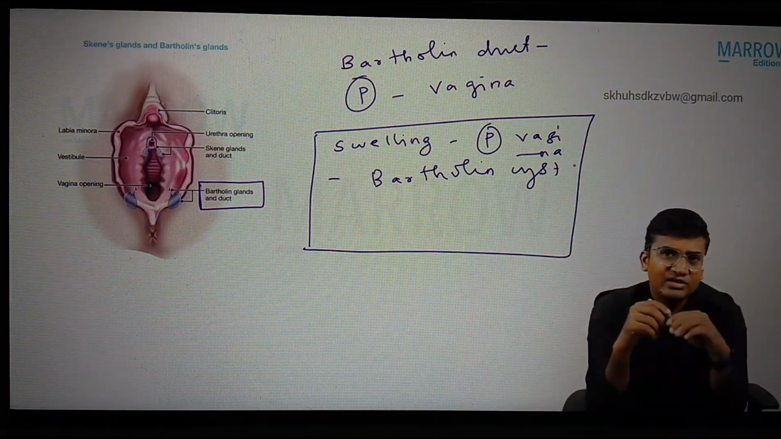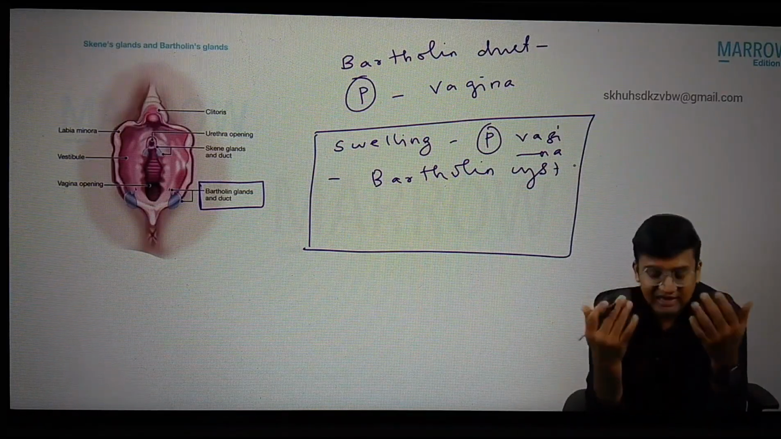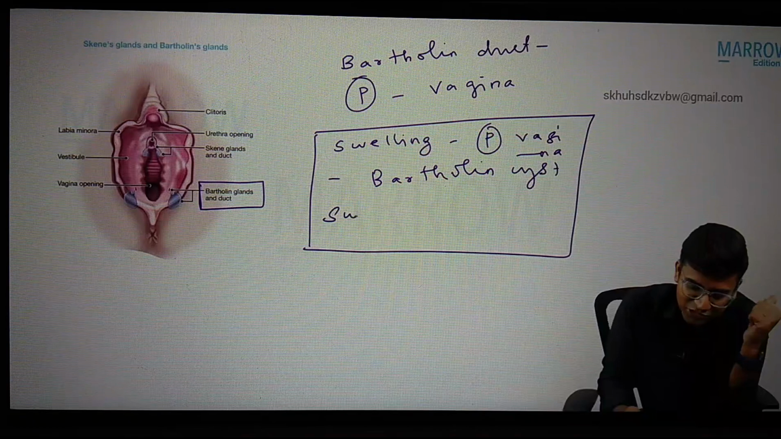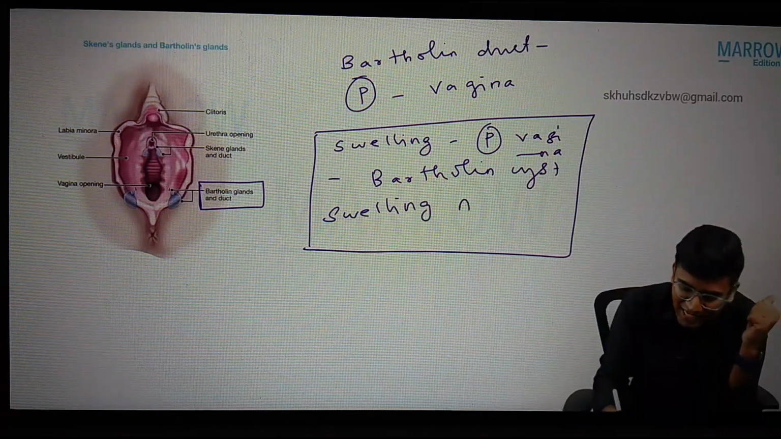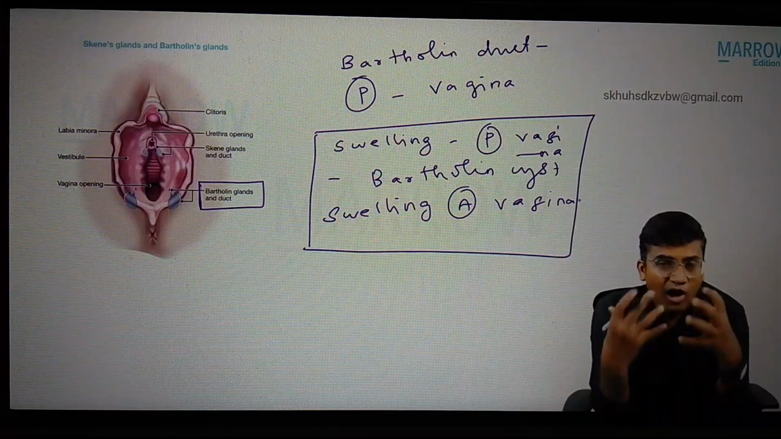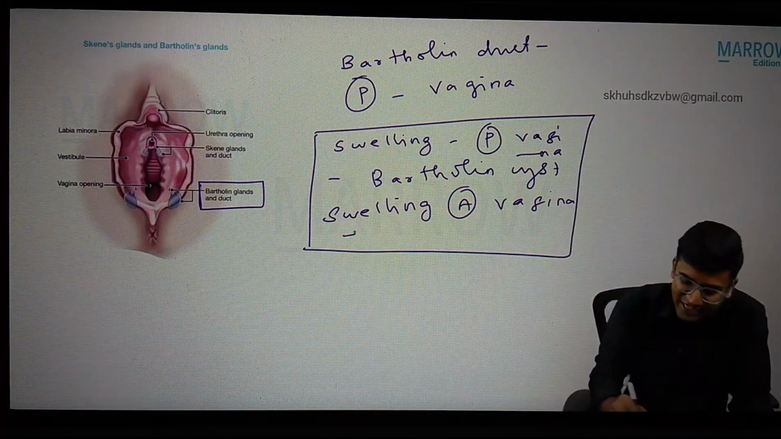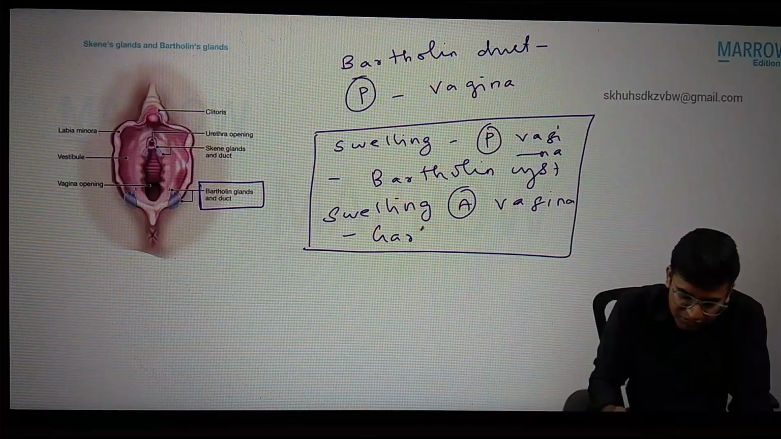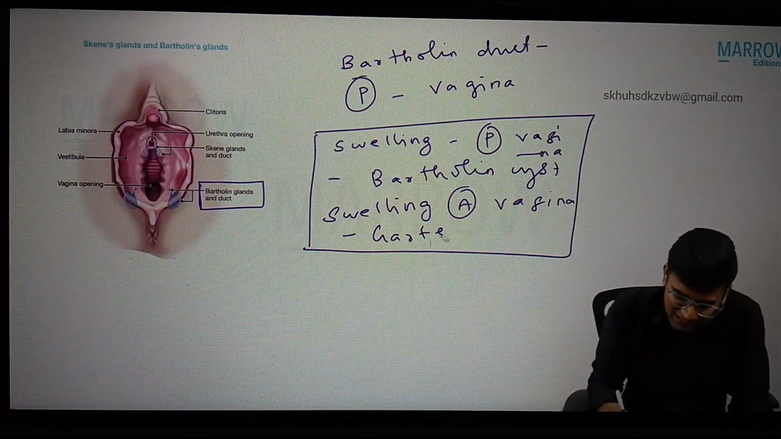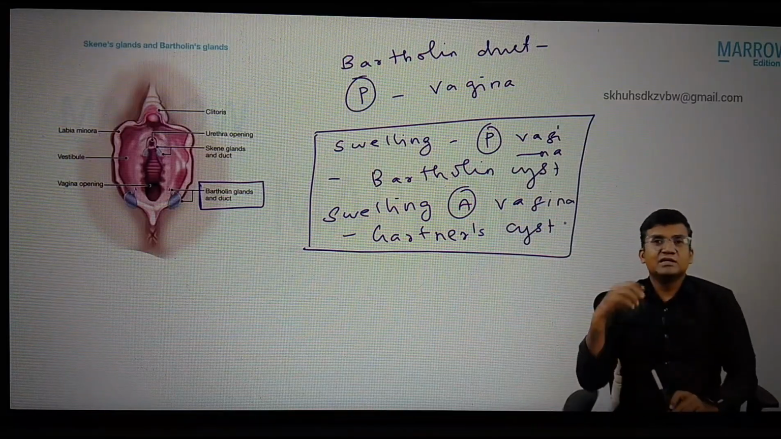Fine. Now, the patient, a 30-year-old female, came to the gynecology department with complaints of swelling in the anterior wall of vagina. So in the anterior wall of vagina, we have one duct. What duct? Gartner's duct. Very good. So swelling in the anterior wall of vagina is due to a block in the Gartner's duct, which is Gartner cyst. Gartner cyst. So please don't forget.